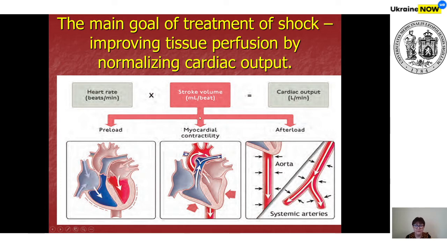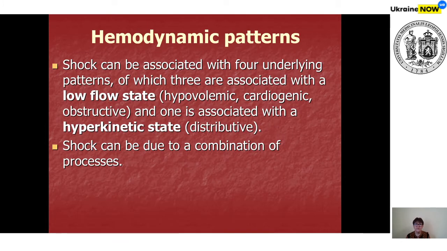So stroke volume is dependent on preload, on myocardial contractility, also on afterload. Afterload is mainly defined by peripheral vascular resistance. Shock can be associated with 4 underlying patterns, of which 3 are associated with a low flow state. It's hypovolemic, cardiogenic, and obstructive shock, and 1 is associated with a hyperkinetic state. It's distributive shock. Shock can be due to a combination of processes.